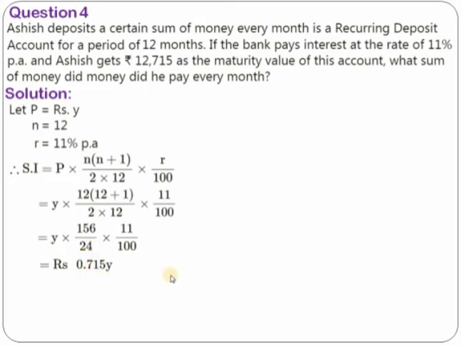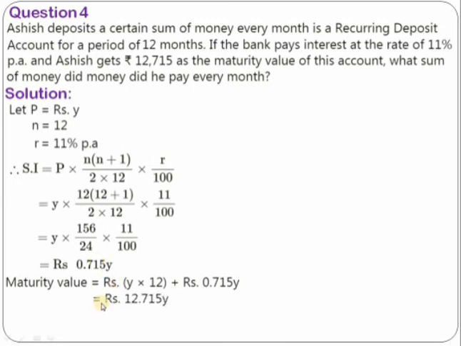So in that case, let's see what the maturity value will be. Maturity value will be P into N, where P is Y and N is 12, plus the simple interest, which is this much, isn't it? This is your simple interest. Now simplify this. This is 12Y, isn't it? So 12Y plus this much will be 12.715Y. Now this is your maturity value.